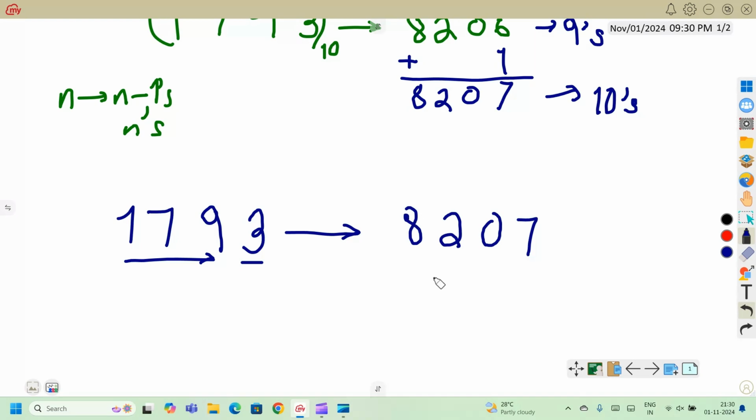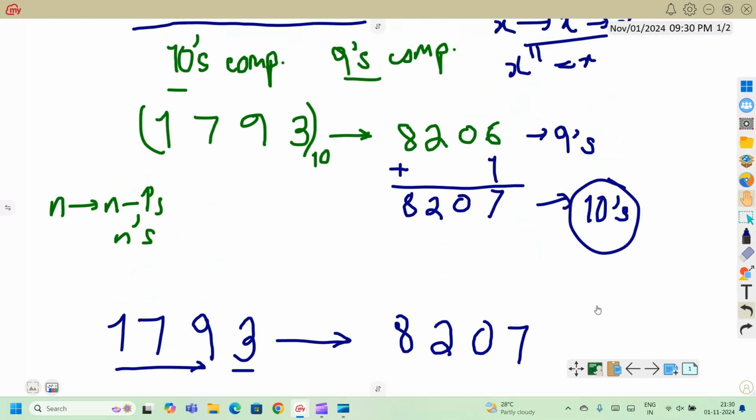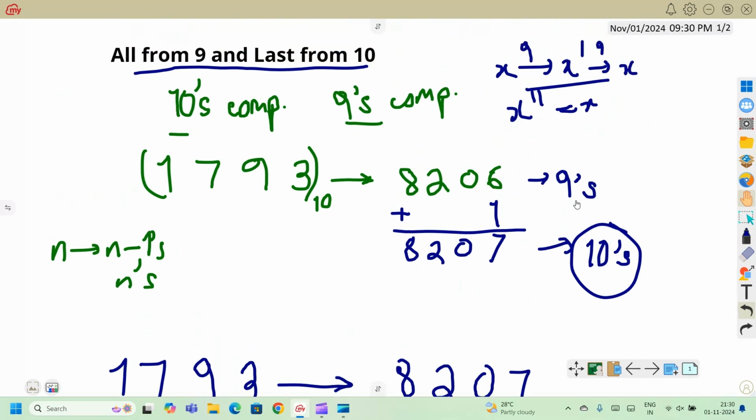So we are basically finding the tens complement. But in Vedic maths, things were not defined in terms of numbers, they were defined in terms of verses, and that's how it has been defined there: all from 9 and last from 10. Basically, all from 9 means I have to subtract the digits from 9, and the last digit from 10.